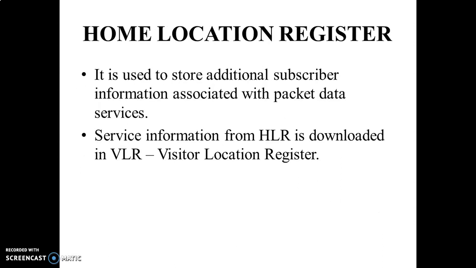Next one is the home location register, which is HLR. It is used to store the additional subscriber information associated with the packet data services, and it performs some role in packet services along with the voice service. This HLR, that is the home location register, stores the subscriber packet data service options and terminals along with the traditional voice platform, and this service information from the HLR is downloaded into the VLR, that is the visitor location register.